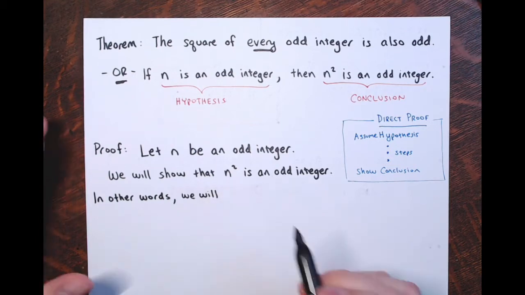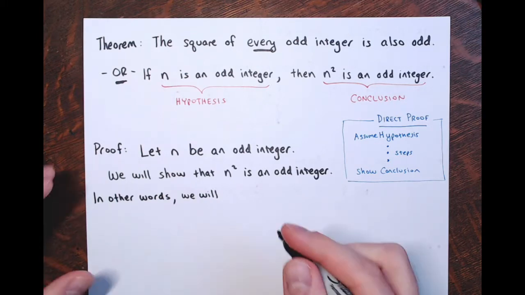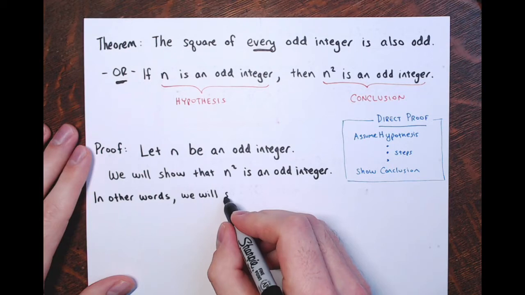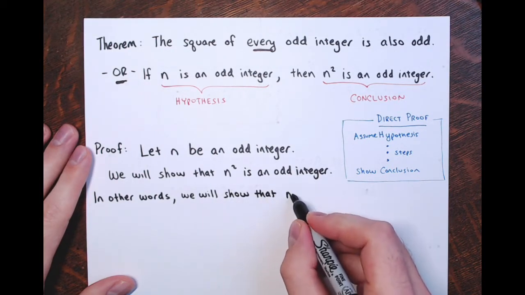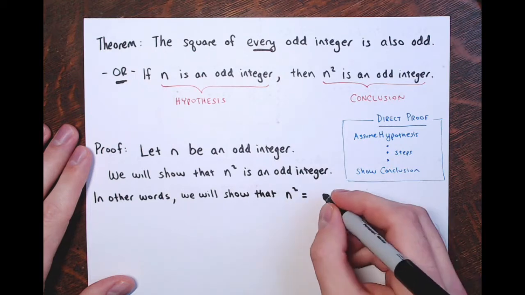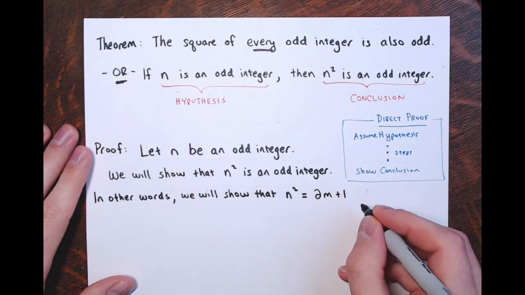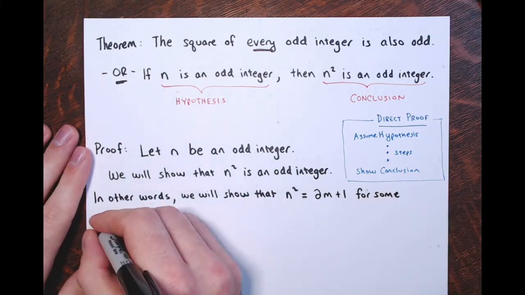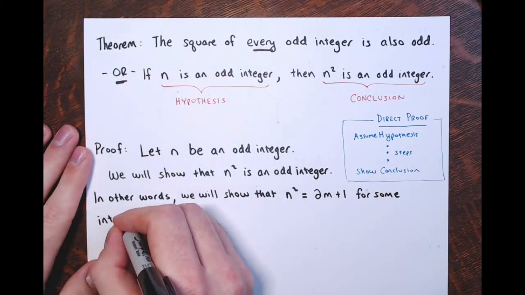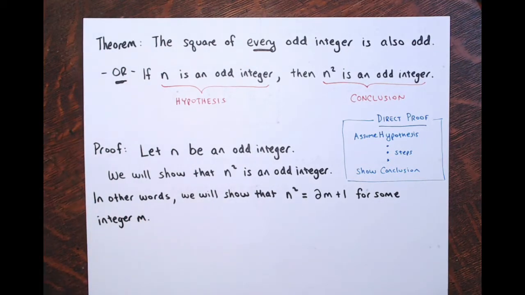What would it mean for n squared to be odd? And this is where definitions come into play. I bring definitions into the proof. In other words, we will show that n squared is equal to, say, 2 times m plus 1 for some integer m. And again, I'm introducing m here, and I'm telling you what m is. m is an integer.